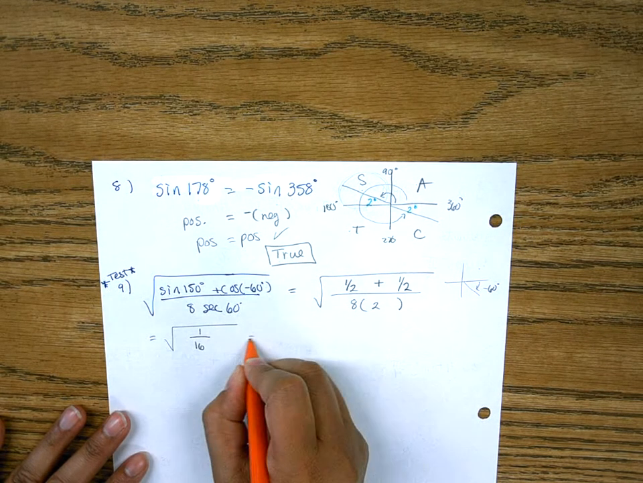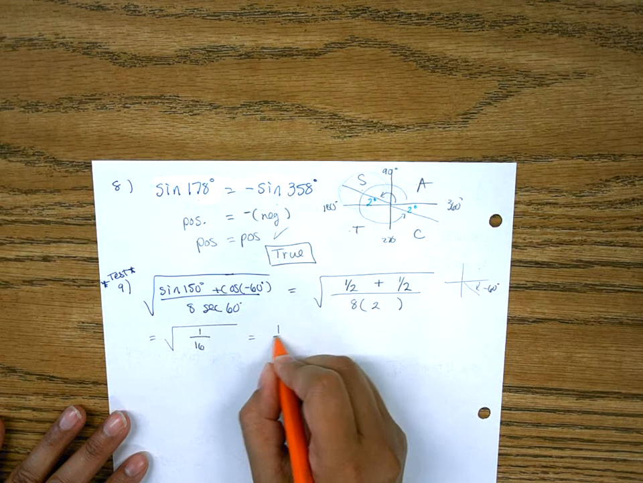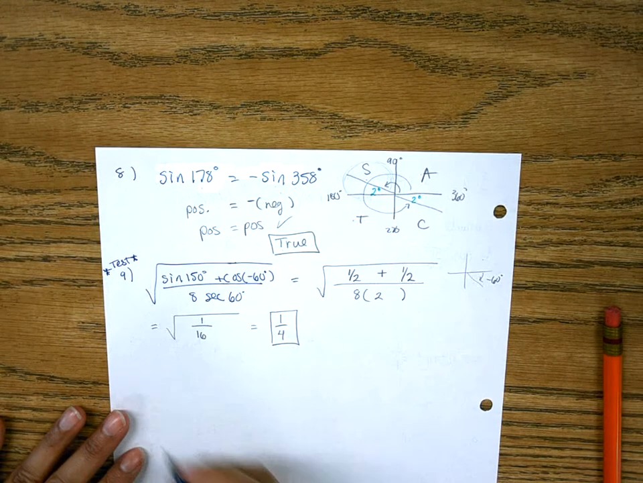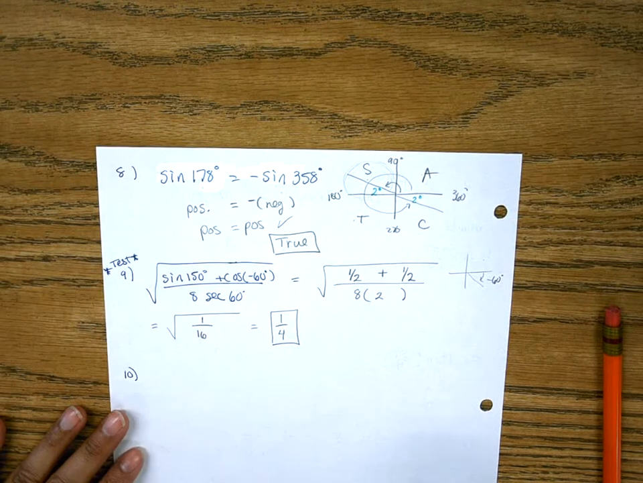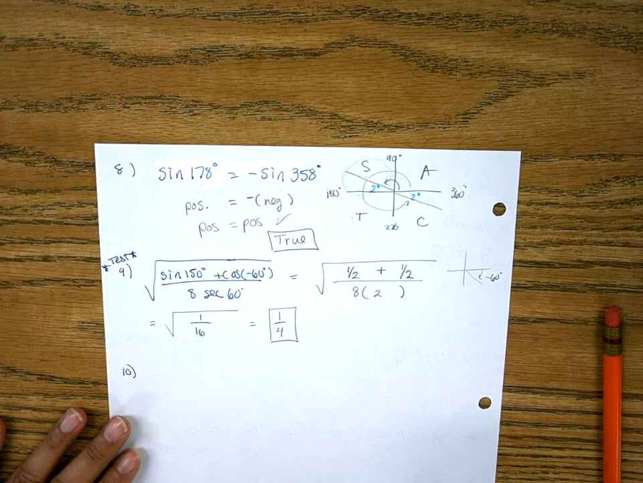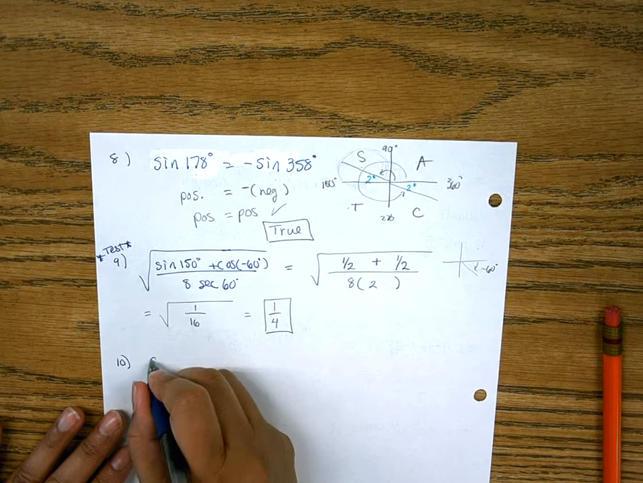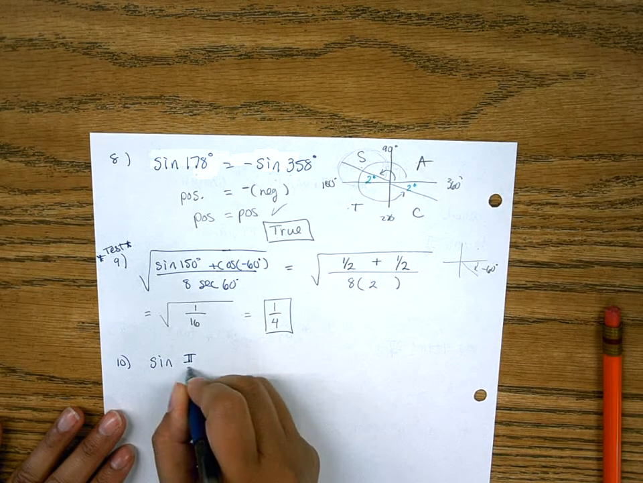1/2 plus 1/2 is 1. Over 8 times 2 is 16. And the square root of 1/16 is 1/4. If that was too fast, you can hit rewind and play it again and make sure it makes sense.